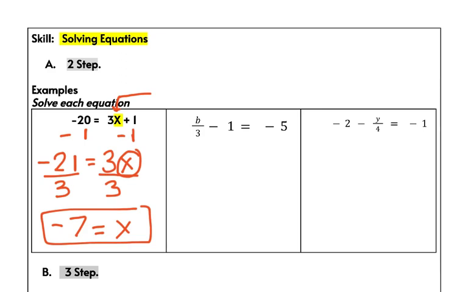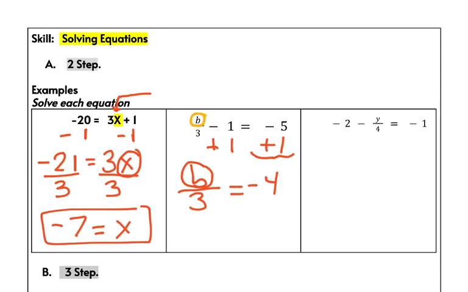So I like to circle or highlight that variable first. So now I'm focused over here on that left side of the equation. To get rid of subtraction of 1, I add 1 to both sides. I'll be left with that b divided by 3. The subtract 1 is now gone, but over here on the right, I have a negative 4.